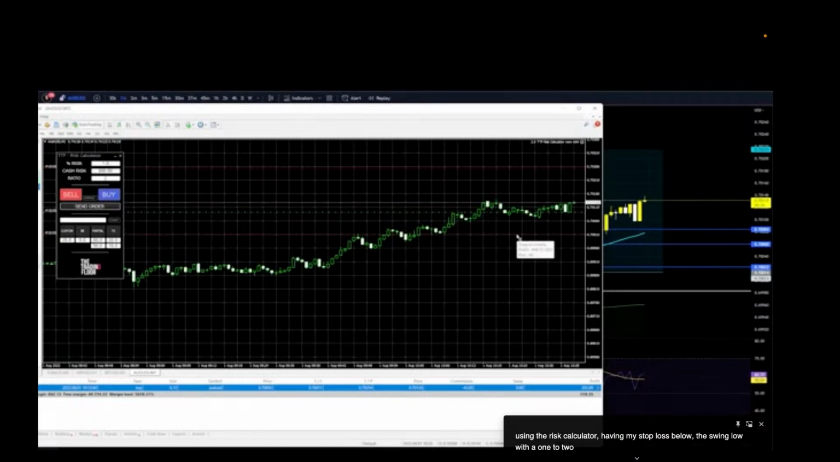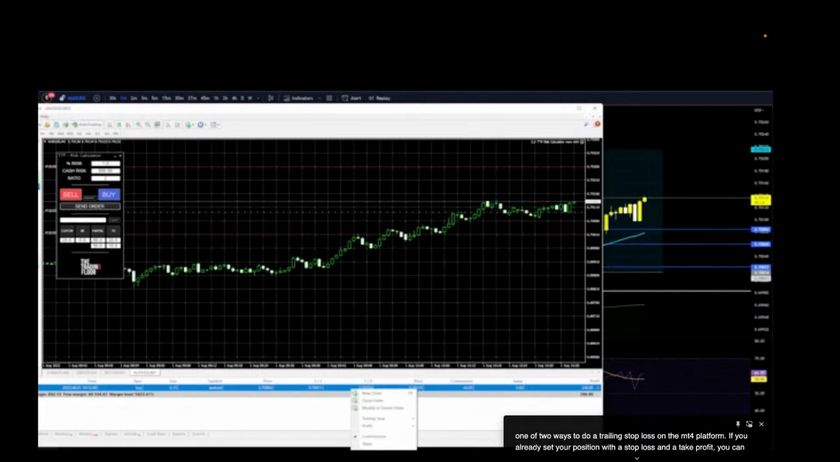There's one of 2 ways to do a trailing stop loss on the MT4 platform. If you already set your position with a stop loss and a take profit, you can right click the active trade and click on the option called trailing stop and either set it at 50 to do a trailing stop loss on the MT4 platform.